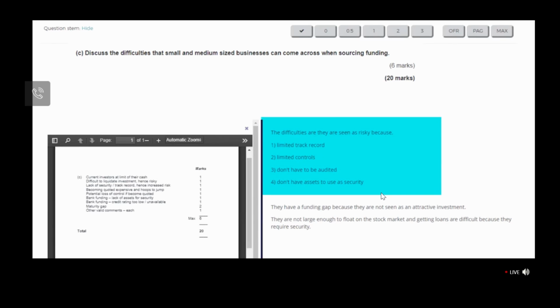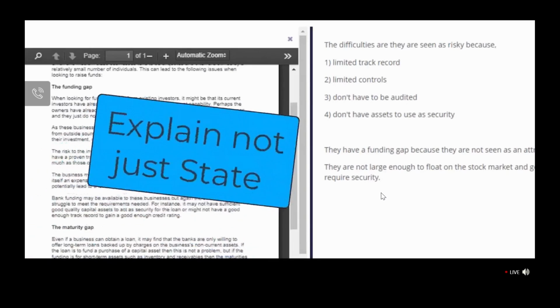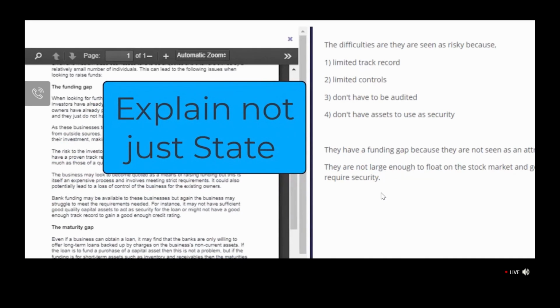However, we don't like bullet points. We like full sentences. And so really they should be explaining that limited track record with a full sentence. And they should also be explaining they don't have assets to use as security as a full sentence. If you look at the model answer, they have explained it. Here, the risk to the investor is also increased because businesses often do not have a proven track record and their accounts will not have been scrutinised as much as those of a quoted business. You just need to explain your points and not state your points.